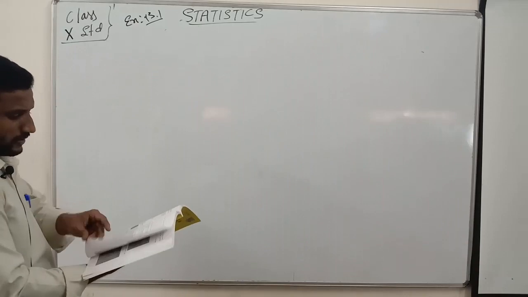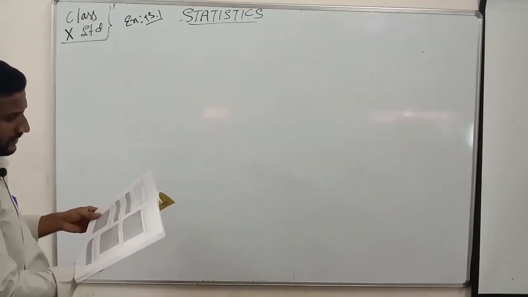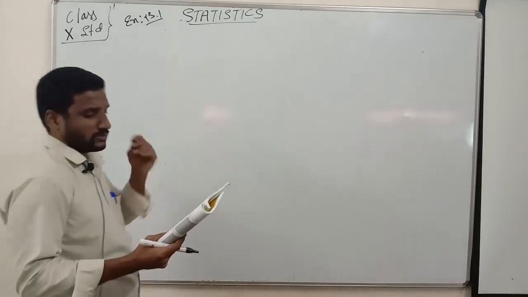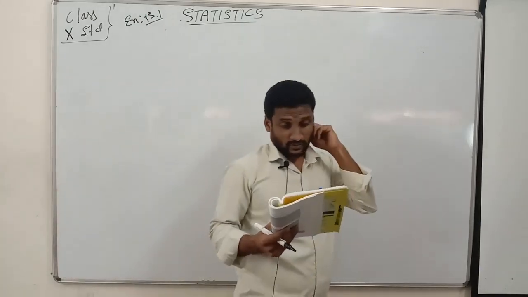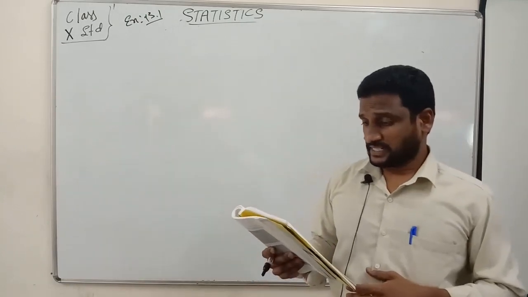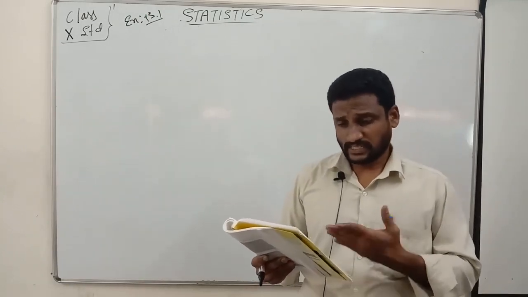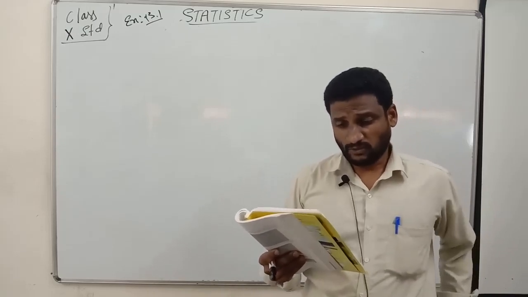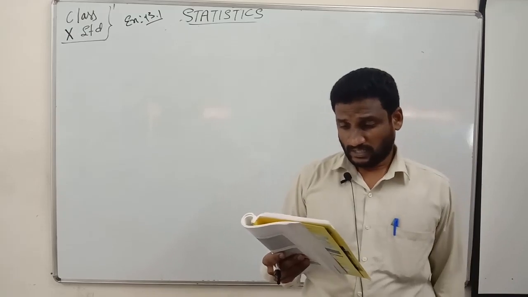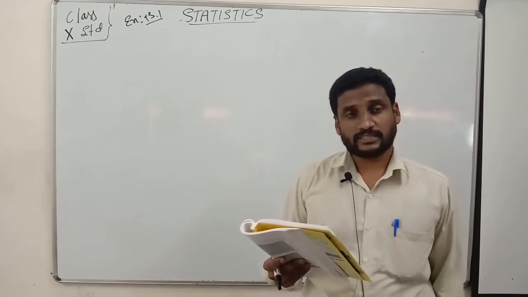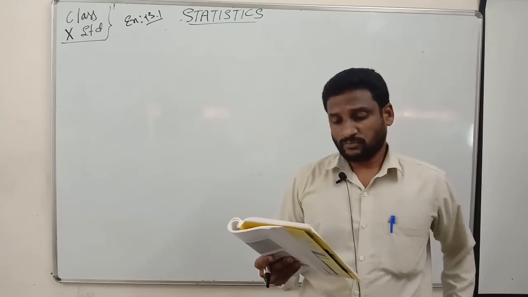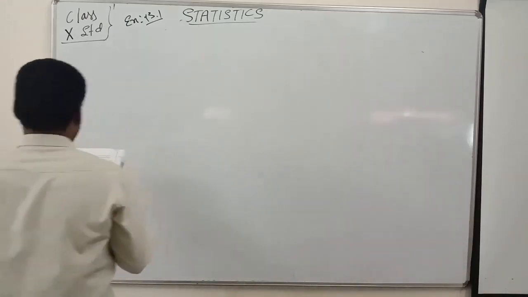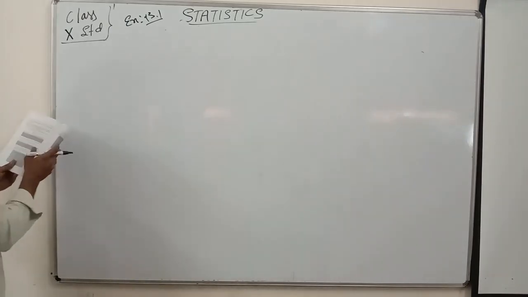I am showing the question number here. In exercise 13.2, the question is like this. A table is given: patients admitted in a hospital. Age is given, and the second column, number of patients, is also given. The question asks: find the mode and the mean of the data given above. Compare and interpret the two measures of central tendency. So how to calculate mode? Mean we already know how to calculate. Let us see mode now.